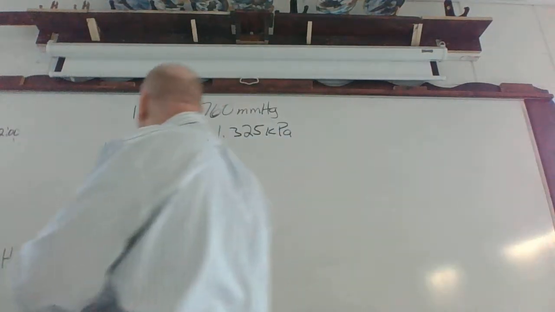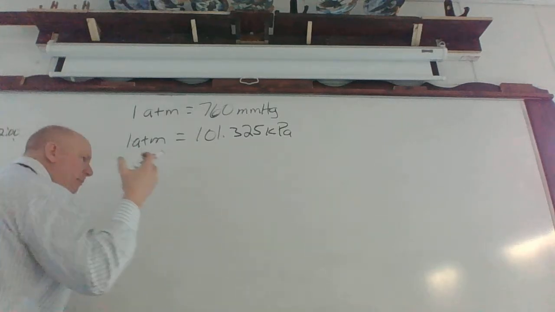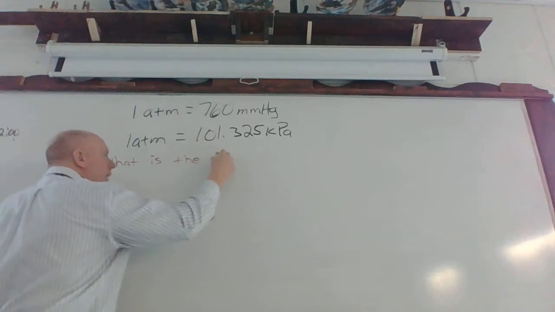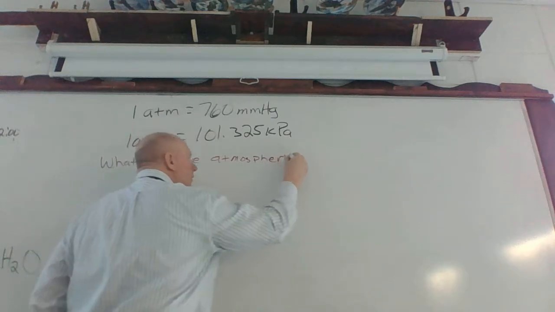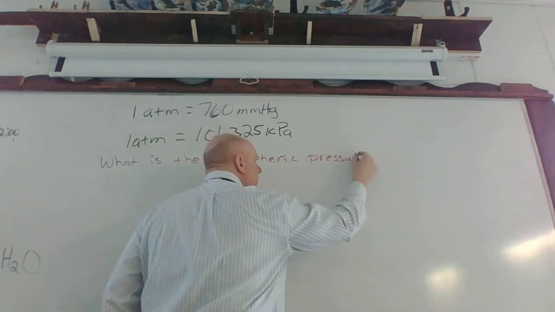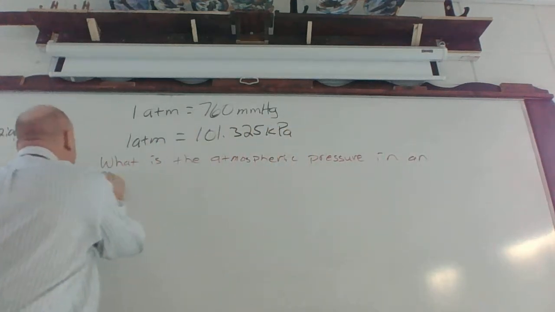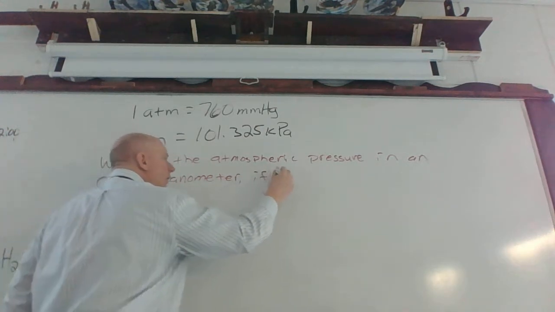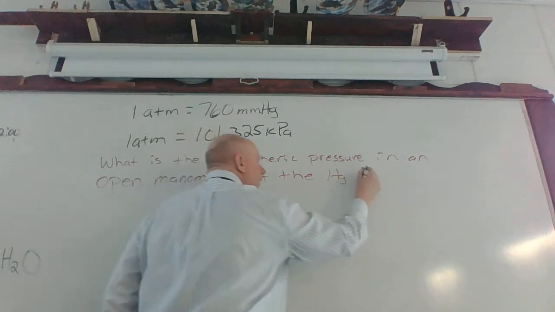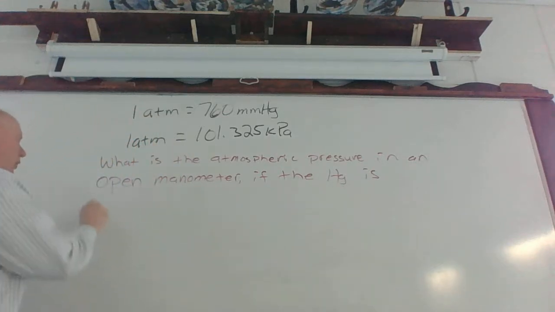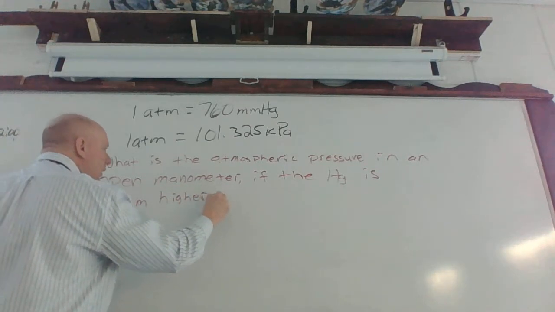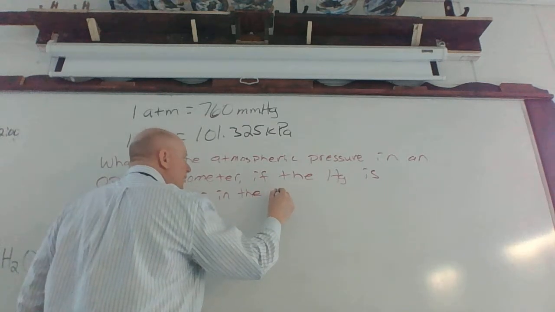So what that means is, for instance, I'll try to keep this from having too many words in it, for instance, what is the atmospheric pressure in an open manometer if the mercury is, we'll say, 42 millimeters higher in the, we'll say, atmospheric arm.